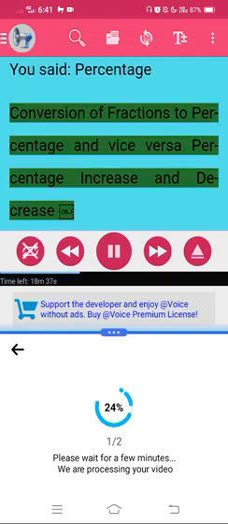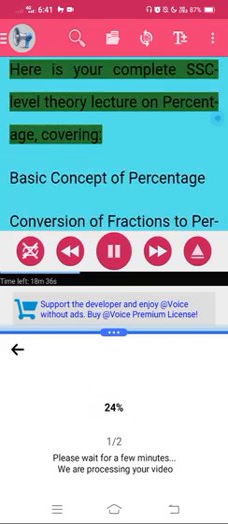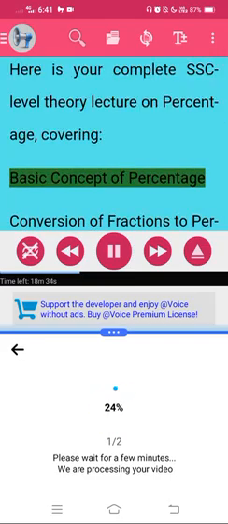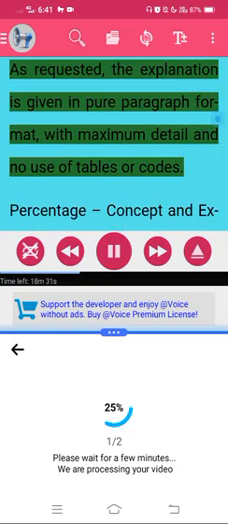Conversion of fractions to percentage and vice versa, percentage increase and decrease. Here is your complete SSC level theory lecture on percentage, covering the basic concept of percentage, conversion of fractions to percentage and vice versa, percentage increase and decrease. As requested, the explanation is given in pure paragraph format with maximum detail and no use of tables or codes.